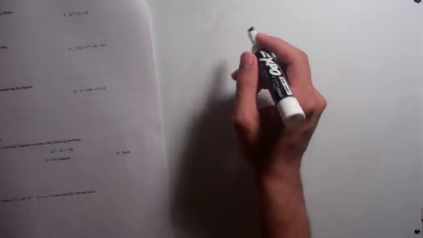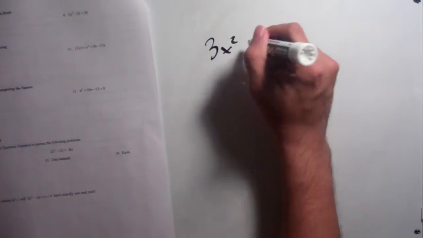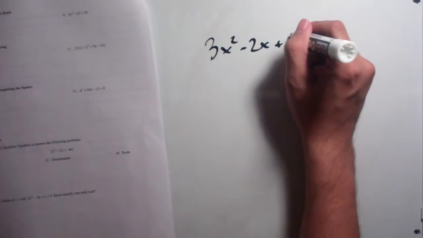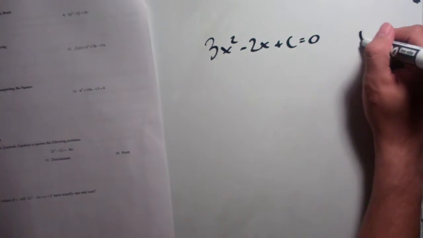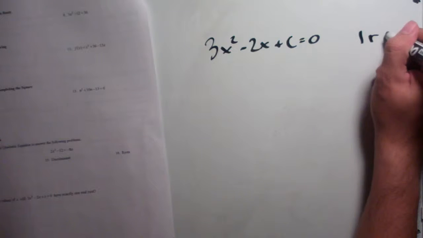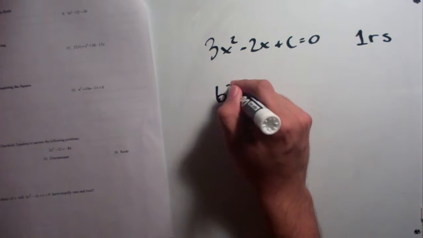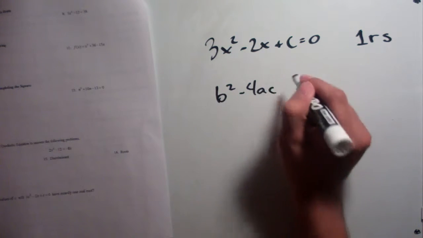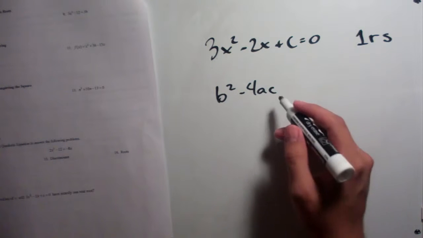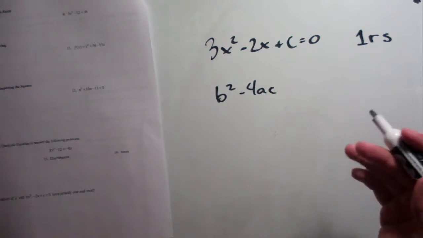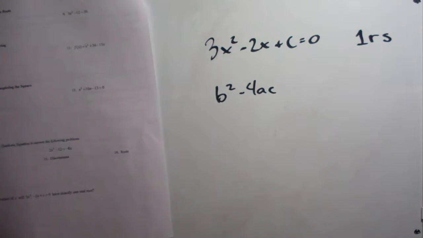Alright, next one. For 17, we have to figure out for what values of c this equation, 3x squared minus 2x plus c equals 0, will have one real solution. Okay, we would have to find the discriminant here. The only way for a discriminant to have one real solution is that this must equal 0. If it is positive, it has 2 real solutions, and if it's negative, it has no real solution.